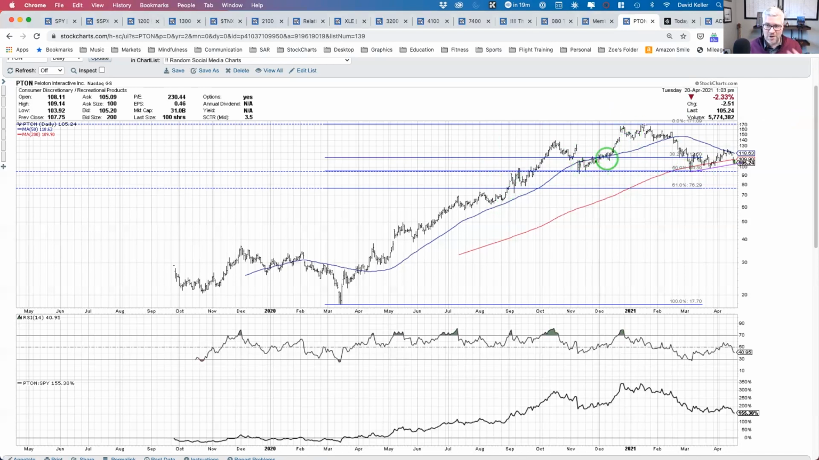Number one, Peloton is no longer making new highs. We've seen that with a lower high here in April. Number two, it's approaching this key level of support around 95. Third, we can see some other qualifying things.